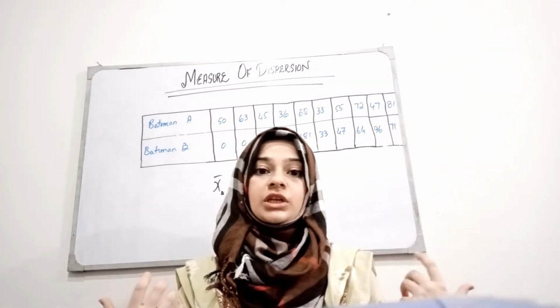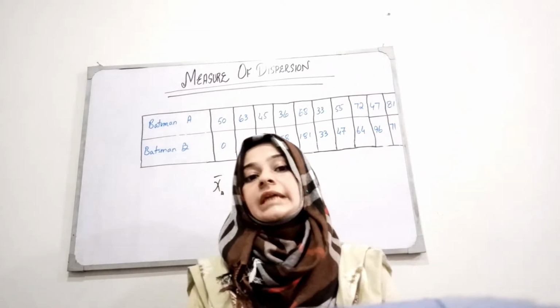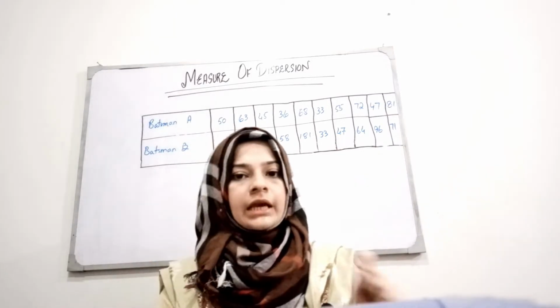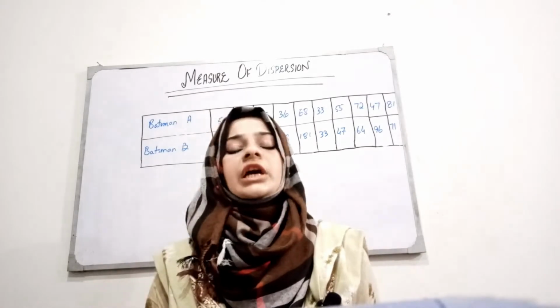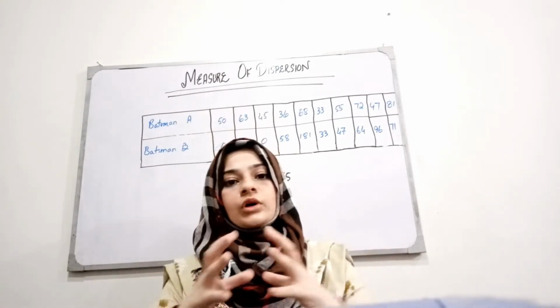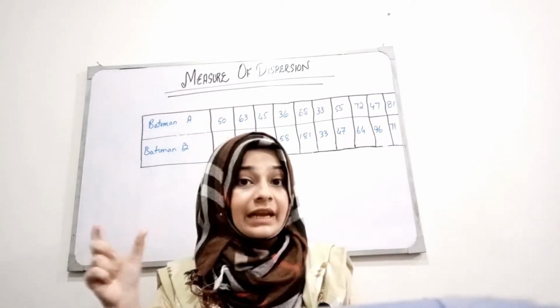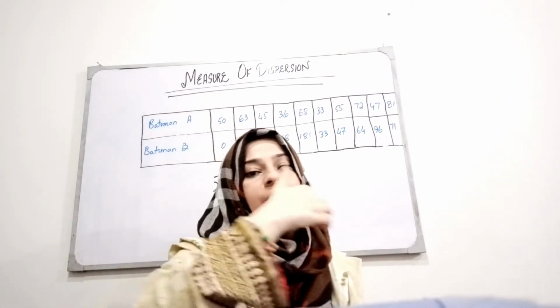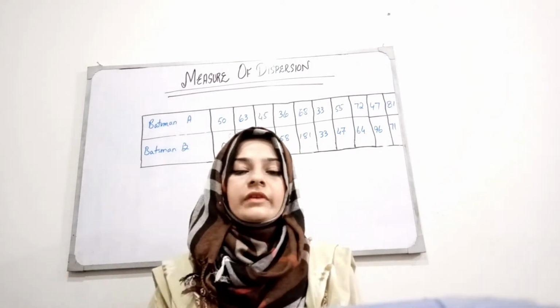We covered the measure of central tendency, and today we are going to start the measure of dispersion. When we were talking about the measure of central tendency, what was the objective? The objective was very clear: to find a single representative value so that we could better understand two or more sets of data. We can compare them in a better way.